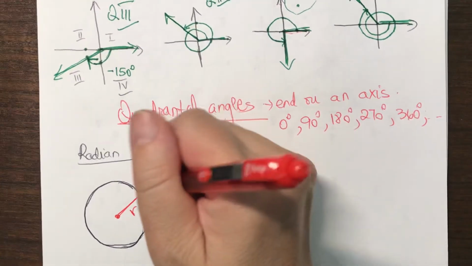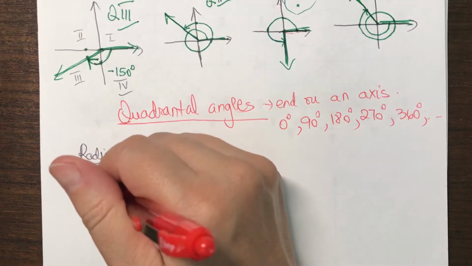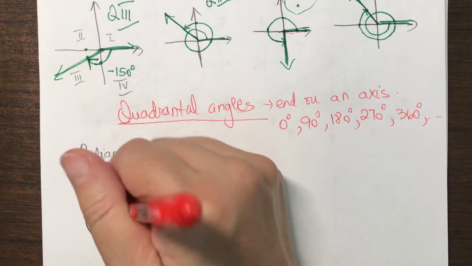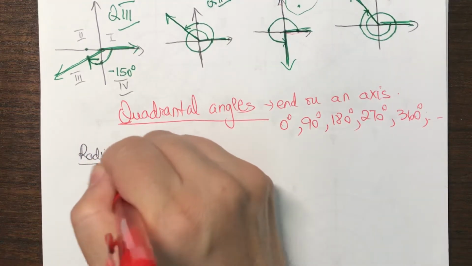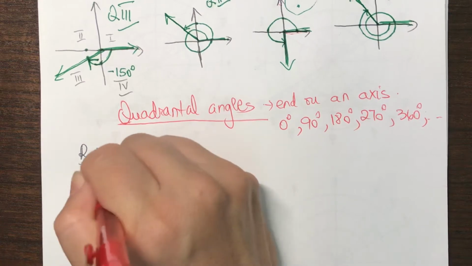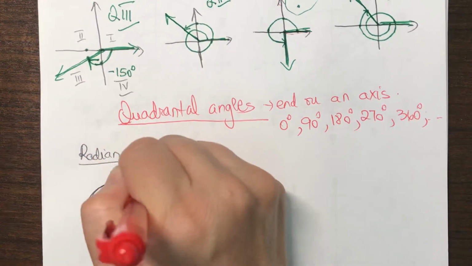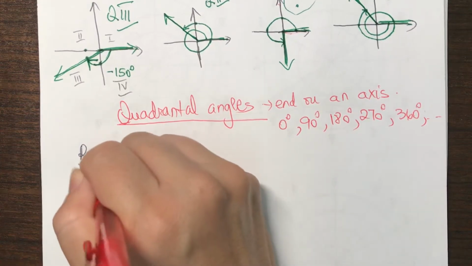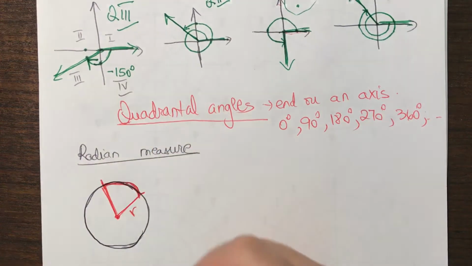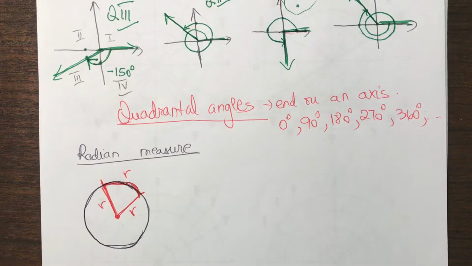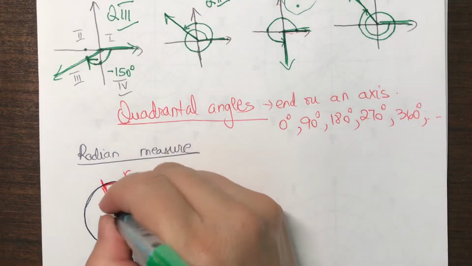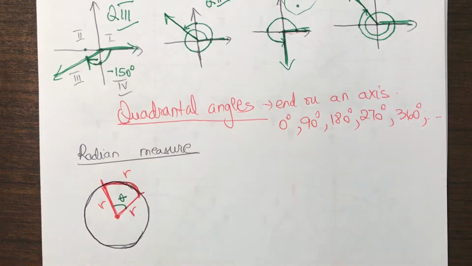So what we're saying is if you have an angle that has an opening that cuts off what we call an arc length. So if the arc length that is being cut off by this angle has the same measure as your radius, then we say that that angle measures 1 radian.